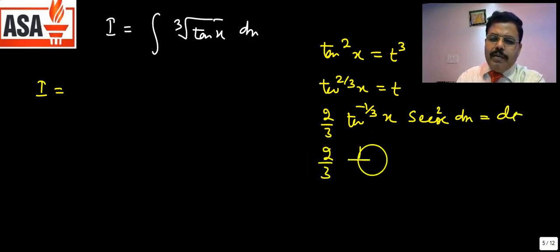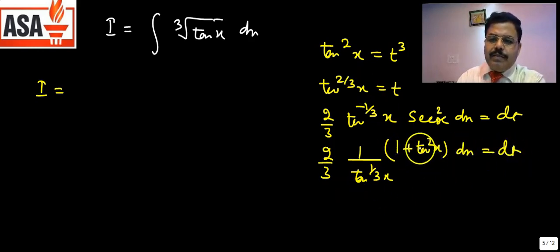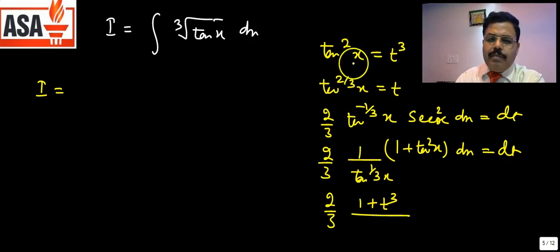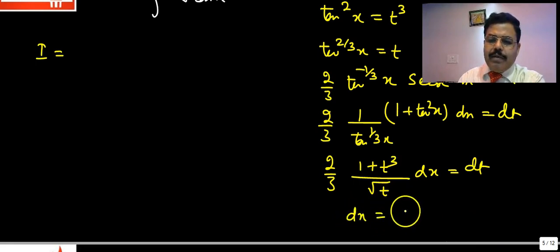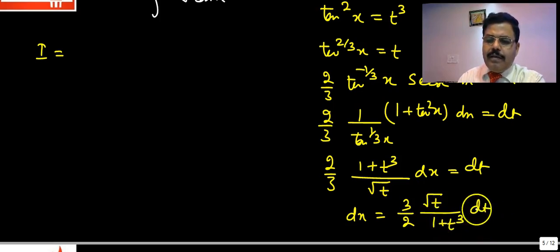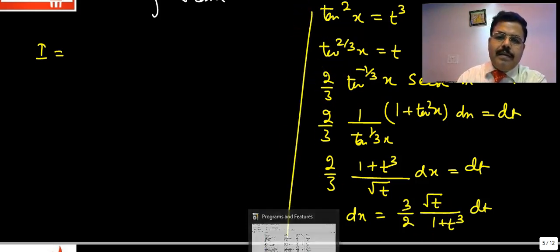So that would be 2 by 3, 1 upon tan to the power 1 by 3 x, right, and sec square x is 1 plus tan square x dx is equal to dt, and tan square x is nothing else but t cube. So 2 by 3, (1 plus t cube) upon t to the power 1 by 3, which would be t square, isn't it? Here tan to the power 1 by 3, this 2 would be 1 by 2, so root t, and dx is equal to dt. So therefore, I can write here dx is equal to 3 by 2 root t upon (1 plus t cube) dt, isn't it? Can I write like this? Yes, I can.